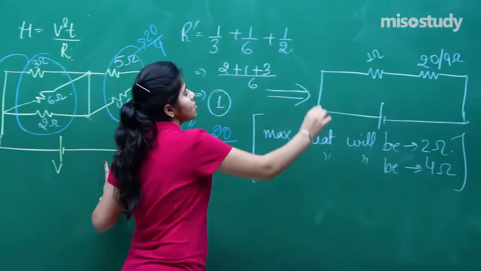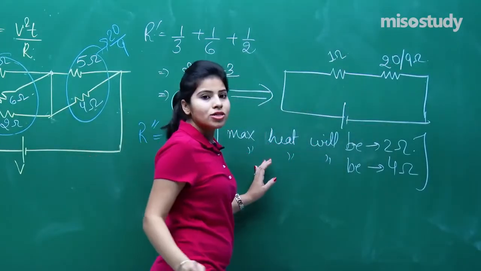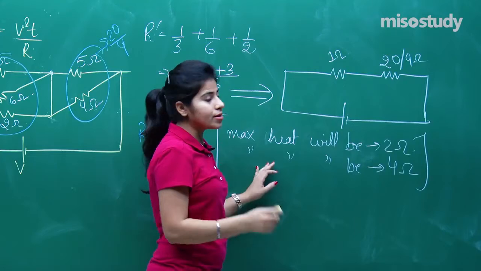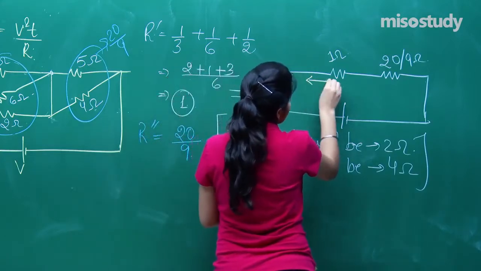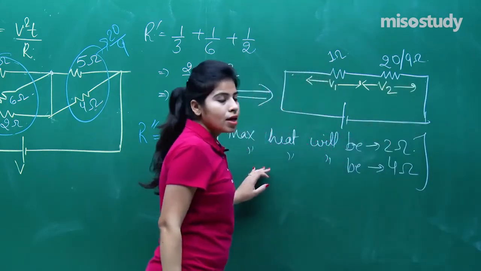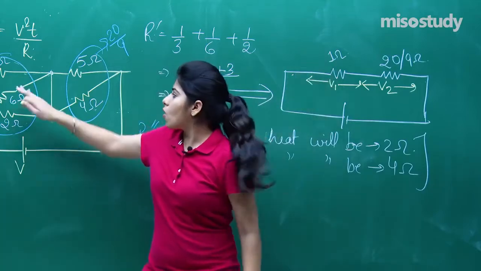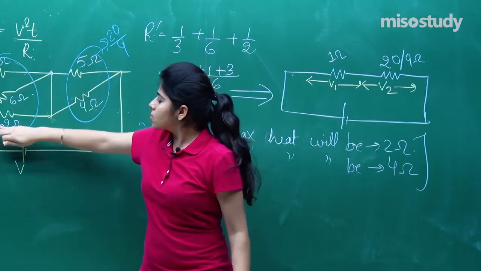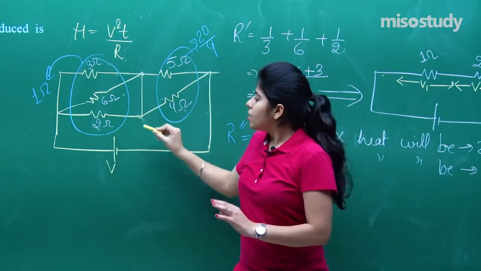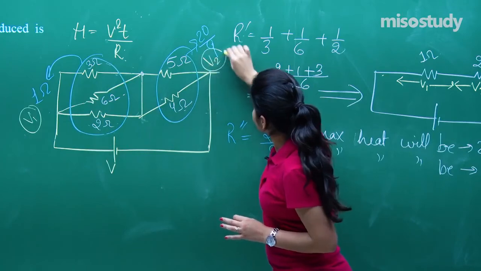Now consider this circuit again. This is 1 ohm resistance, this is 20 by 9 ohm resistance. As you know, voltage is going to be divided across the resistors when they are connected in series. So this will be V1 and this will be V2, right? Now this V1 is connected across the 2 ohm resistors, because this 1 ohm resistance was equivalent for 2 ohm, right? So this will be considered as V1 and this as V2.